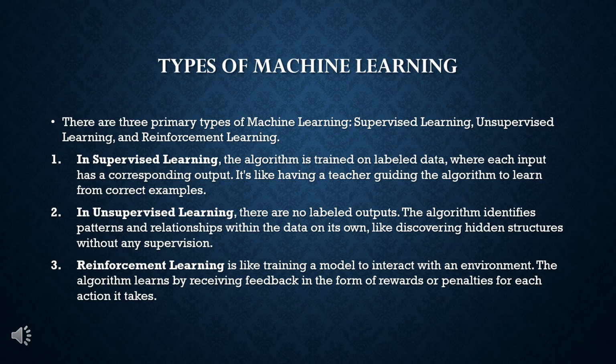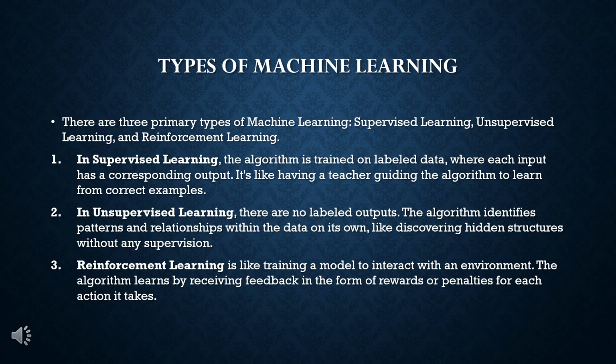Now we will move further. Second topic is types of machine learning. There are three types of machine learning: supervised learning, unsupervised learning, and reinforcement learning. The first is supervised learning. The algorithm is trained on labeled data where each input has a corresponding output. It's like having a teacher guiding the algorithm to learn from correct examples.